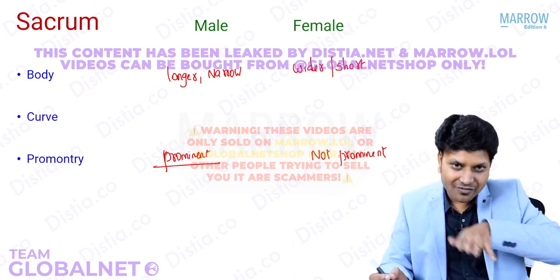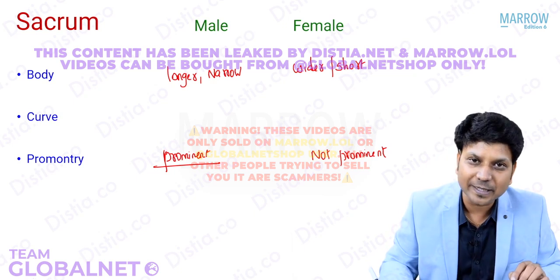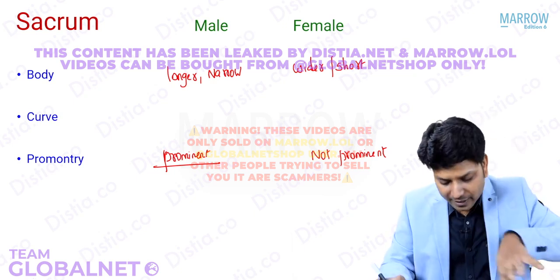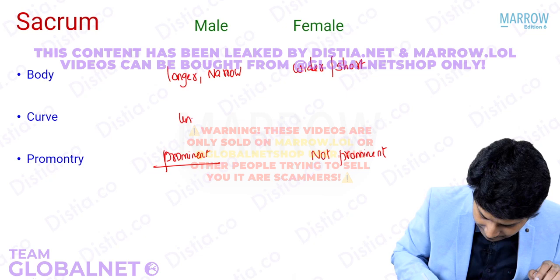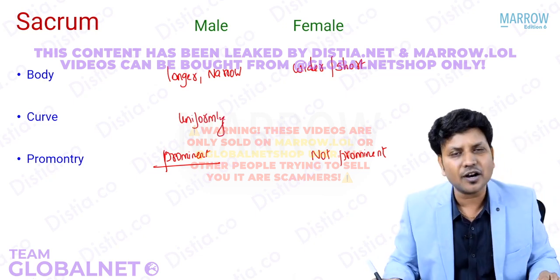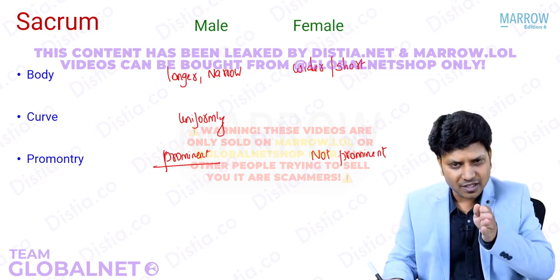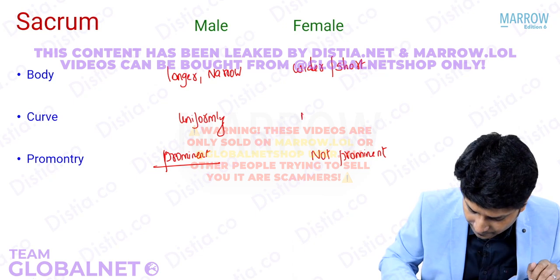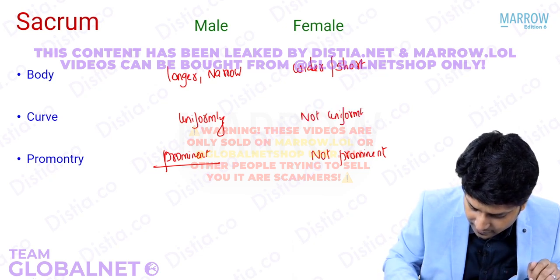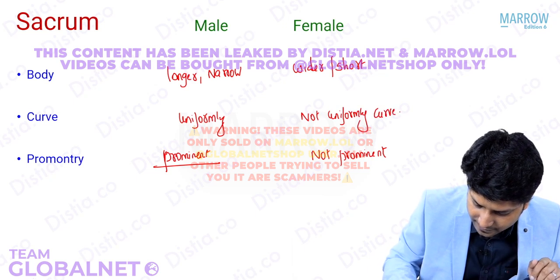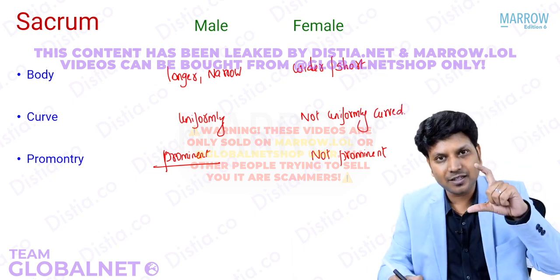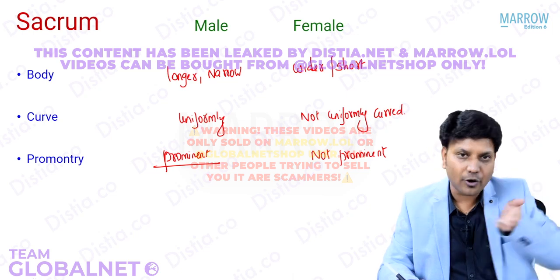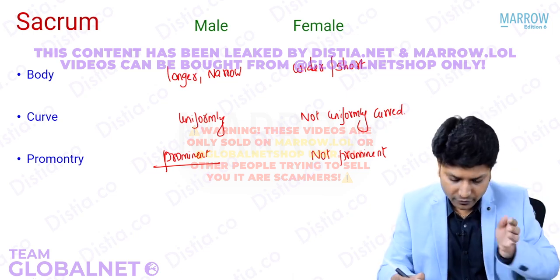Look at the curve of the sacrum. You can see it is uniformly curved in case of males. In females, it is not uniformly curved. It is vertical, then it comes forward. It's not uniformly curved in case of females. The upper segment is vertical, the lower segment is coming forward. Anteriorly, it is projected forward.